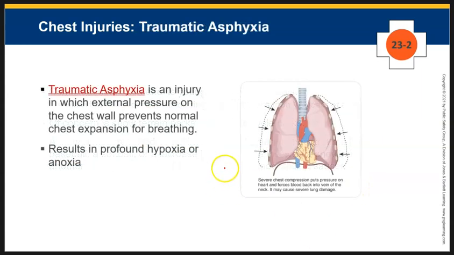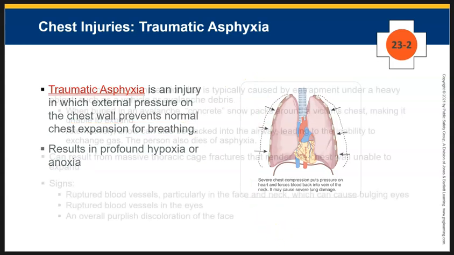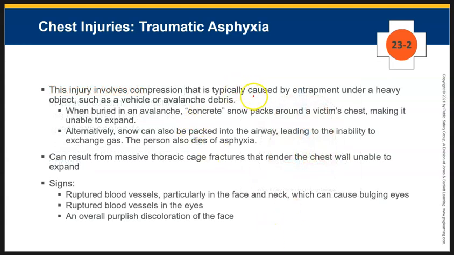Traumatic asphyxia is where external pressure on the chest wall just doesn't allow you to breathe. We just have that crushing and compression, and it can result in hypoxia or anoxia, a complete lack of oxygen because of the compression not allowing you to breathe. Now, that compression could be by entrapment in avalanche debris, and understanding how concretely the snow will pack around the victim as the air comes out of the snow following an avalanche. And also, it can result from thoracic cage fractures that simply don't allow the chest wall to expand.